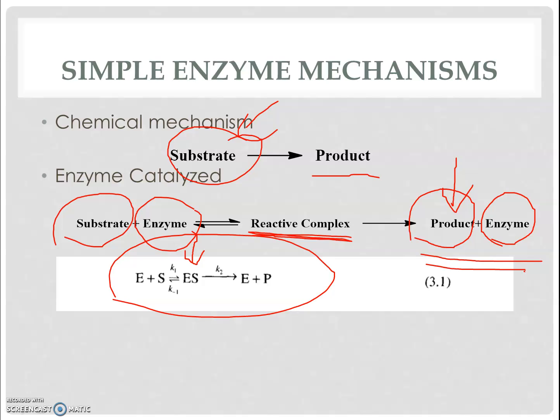Okay, I would like you to focus here. Here, the equation 3.1. We have a free enzyme here, we have substrate, right? And here we have a constant rate, K1, K minus 1, in order to produce the ES complex. And later we have K2, the rate constants in order to produce enzyme and product.